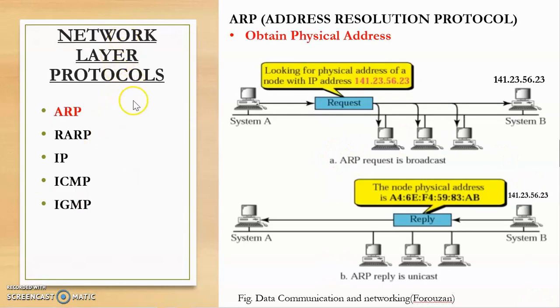Next, let us discuss network layer protocols. First one is ARP, or Address Resolution Protocol. This ARP protocol is used to obtain the physical address or the MAC address when the IP address is known. Now we have seen in the earlier videos that the physical address or the MAC address is attached at the data link layer. So this ARP protocol is used to obtain the MAC address of the next hop and then give it to the data link layer. So this protocol, that is ARP, is present at the bottom of the network layer.